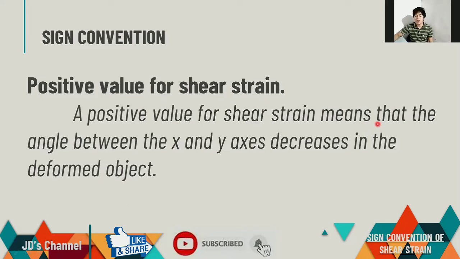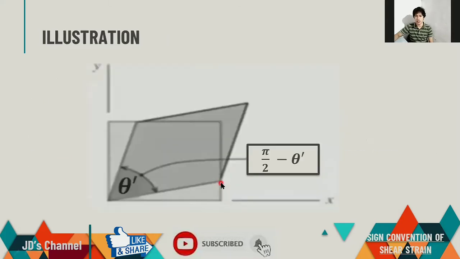A positive value for shear strain means that the angle between x and y axis decreases in the deformed object. Yan yung ibig sabihin ng positive value natin. We can have a positive value kapag lumiliit yung angle sa ating deformed object. Okay, so ano ba yung ibig sabihin niyan? Para mas ma-appreciate natin, ito yung ating illustration. Ayan, class. Originally, ito siya, right angle siya, o box or rectangle.